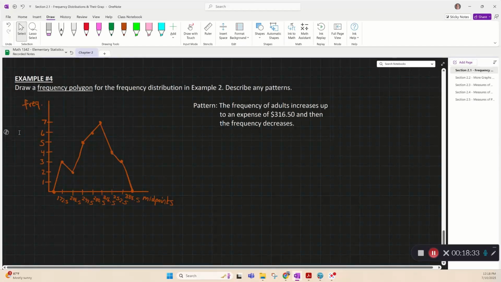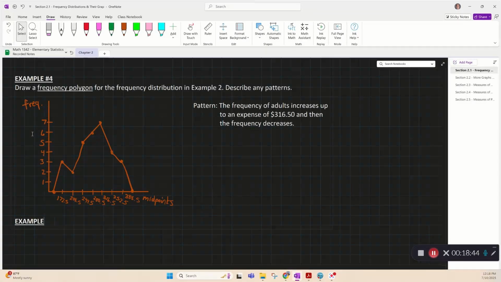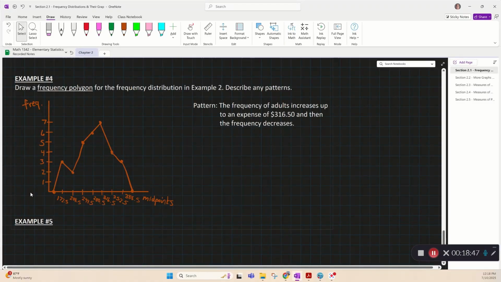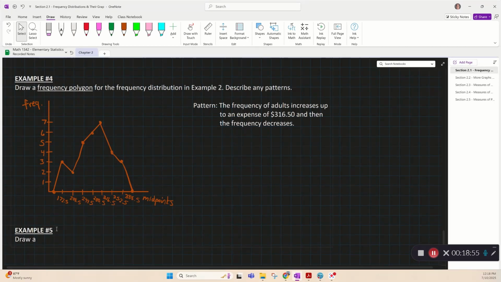Now, we're going to do another one. Example number 5. Draw a relative frequency histogram for the frequency distribution in example 2.